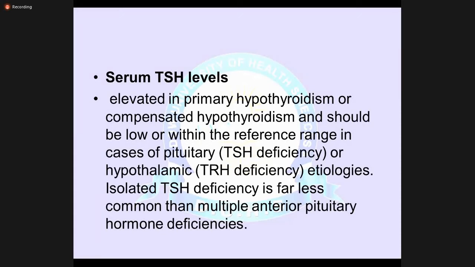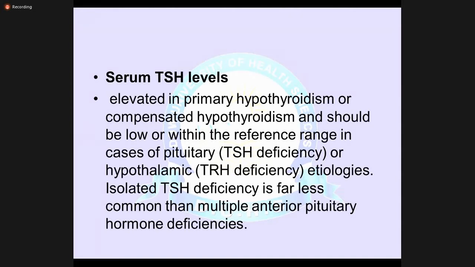TSH should be low or within the reference range in cases of pituitary or hypothalamic etiologies. So if the hypothyroidism is because of thyroid stimulating hormone deficiency or thyrotropin releasing hormone deficiency, in that case the TSH level may be normal or low. Isolated TSH deficiency is far less common than multiple anterior pituitary hormone deficiencies. So usually isolated TSH deficiency is very rare.